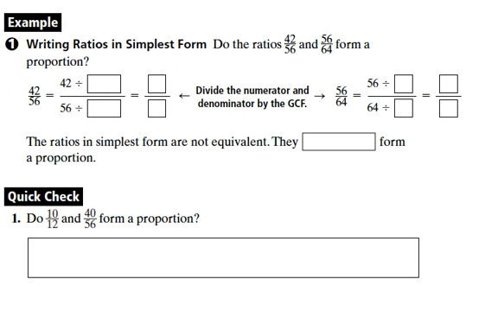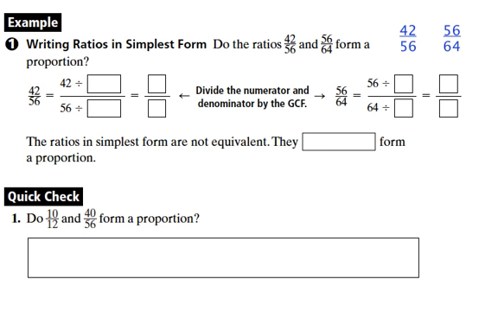One method is to write the ratios in simplest form, but we're not going to use that method. We're going to compare 42 over 56 and 56 over 64. We're going to determine if they're a proportion. We're going to cross multiply, so let's write them off to the side. 42 over 56 and 56 over 64.